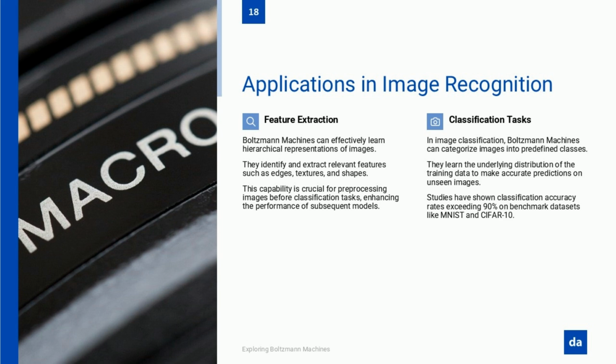Boltzmann-based models have also been explored in facial recognition, where they can learn identity-specific features from training images and then compare new faces against known identities. Although CNN-based architectures like FaceNet and VGGFace have surpassed them in performance, RBMs and DBNs laid the groundwork for modern deep learning-based face recognition systems.